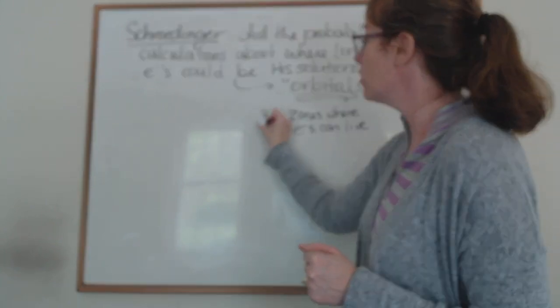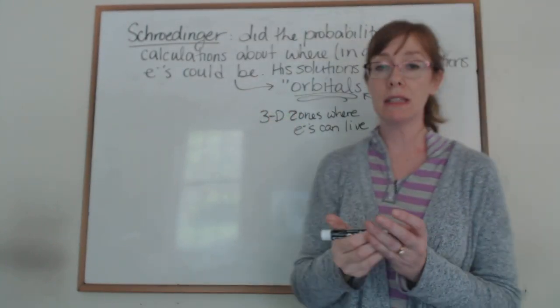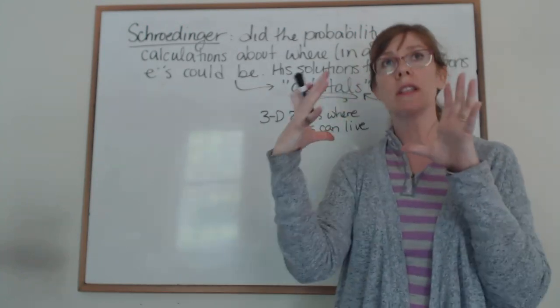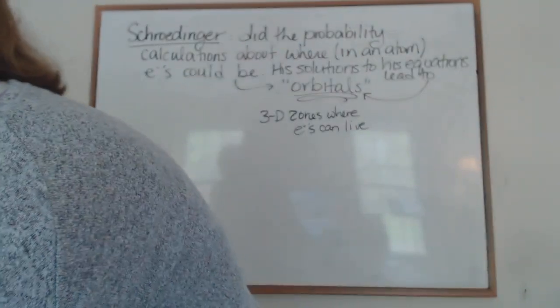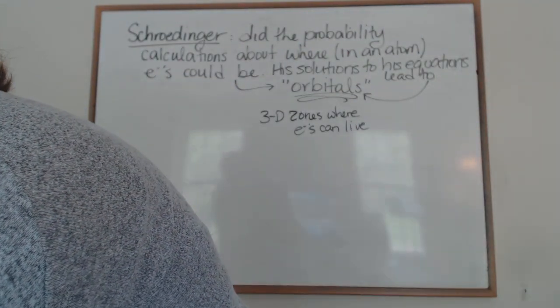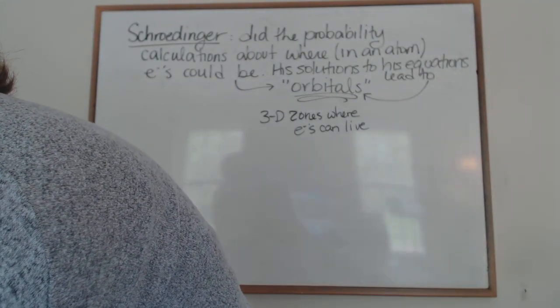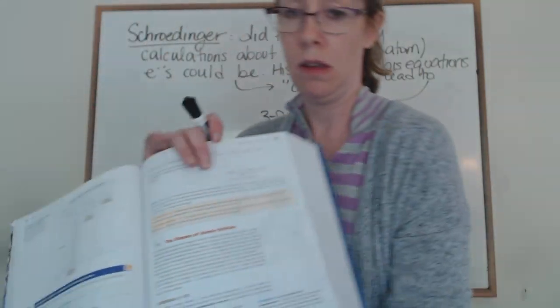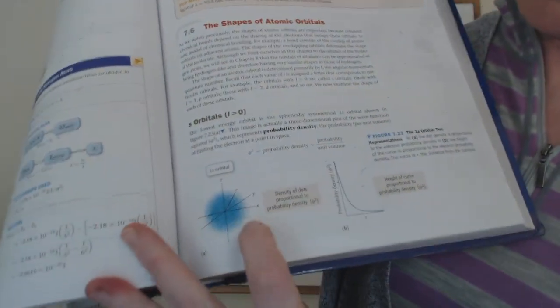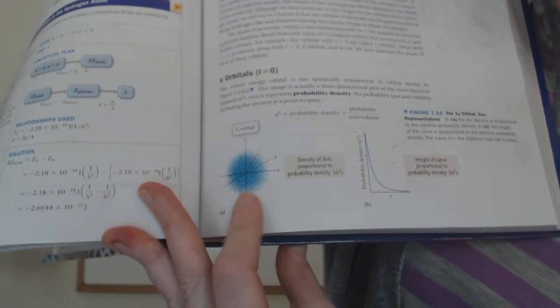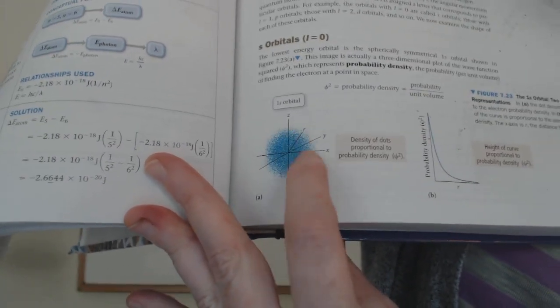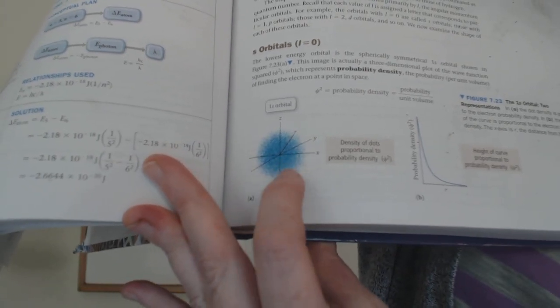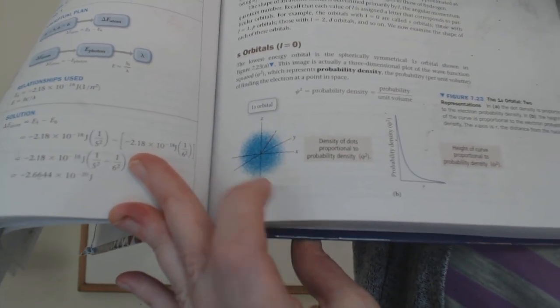And actually what they are, they're three-dimensional. They're not like orbits around the sun. They're three-dimensional zones where electrons can live, but they're really just probability. They're called probability distribution maps. When you look at a picture, let me show you just what one looks like. This here is what we describe as one type of orbital. And what you'll see is a bunch of pixelated blue spots. These are just mathematical probabilities of where an electron can live in this one particular orbital.